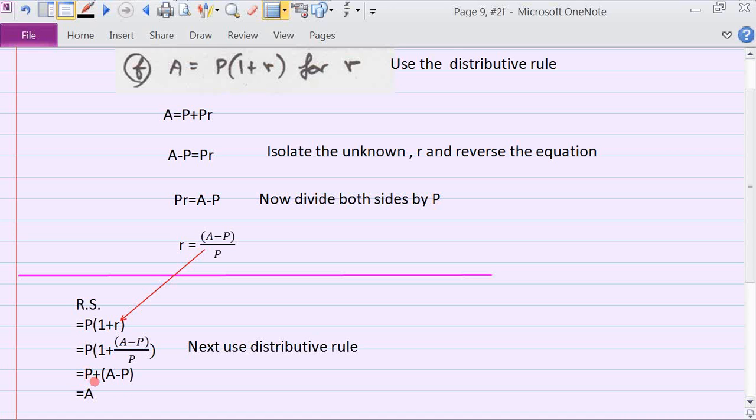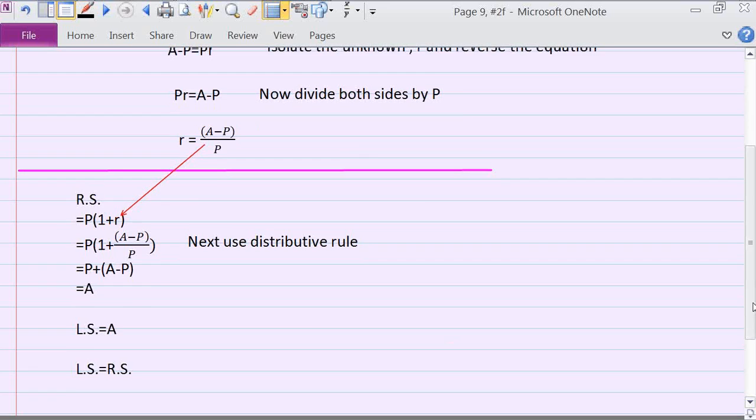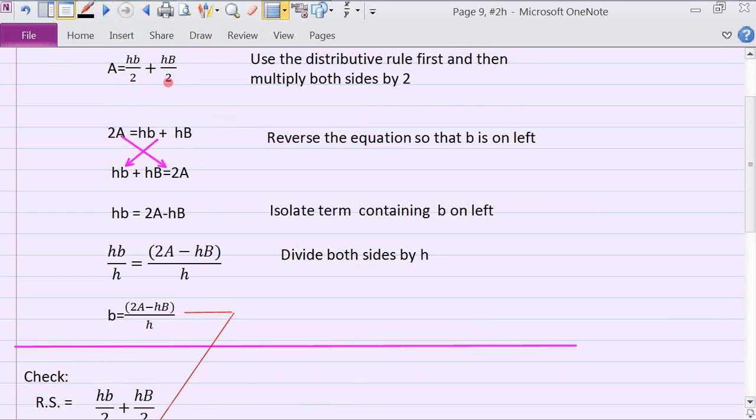Now, when I remove the brackets here, I get P plus A minus P. So all I'm left with is A. I go to the left side of the equation right here. I found that is A. So the left side equals the right side. So this checks that the formula here that I calculated was correct.